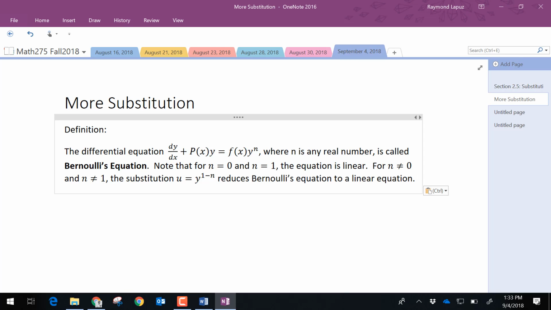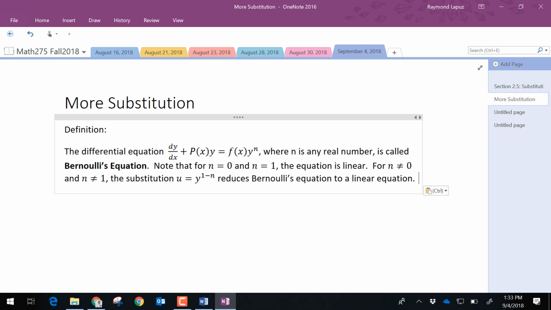All right. A differential equation that almost looks like a linear differential equation: dy/dx plus p of x times y equals f of x times y to the n, and n is any real number. This is called a Bernoulli equation.